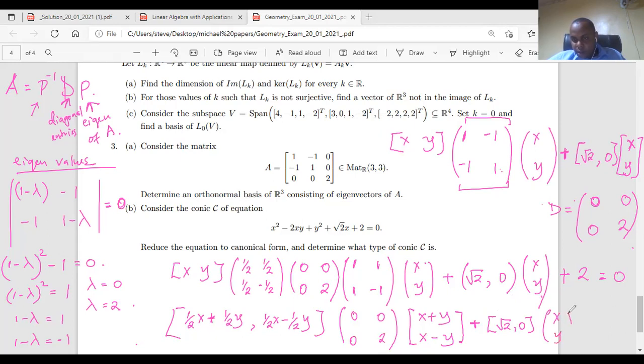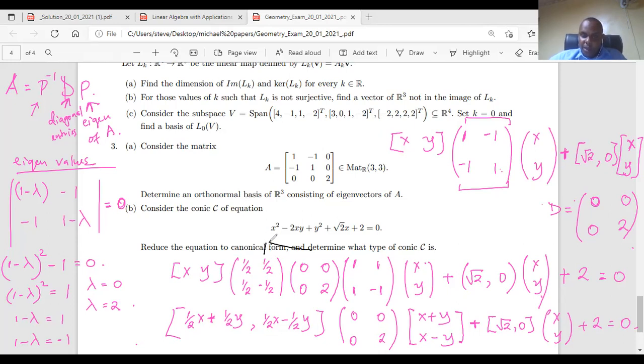But here what you did is p inverse times a times p. But is it not p times d times p inverse? I think both ways work. Can we test it? Yeah.